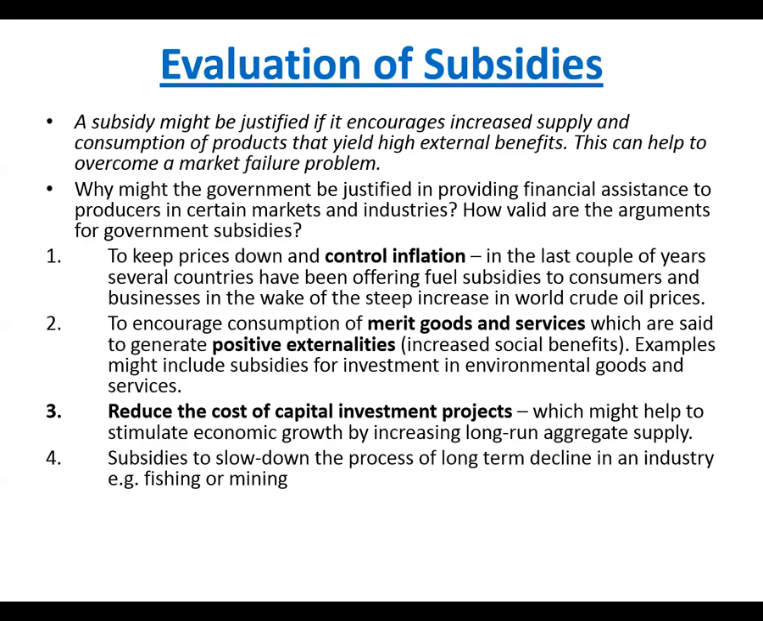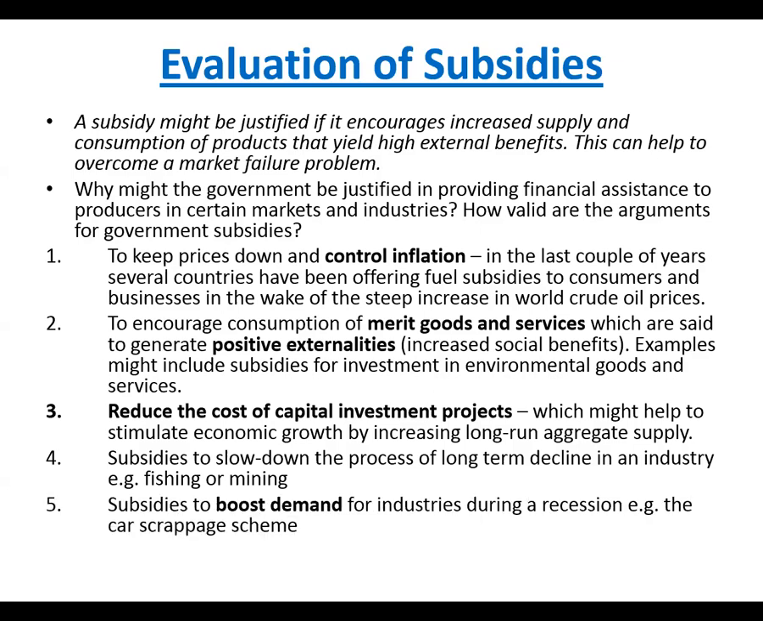Subsidies to slow down the process of long-term decline in an industry, for example, fishing or mining. So we set subsidies to encourage fishermen to continue to fish, and in mining industries as well, where we've seen a huge decline in the demand for those goods. There is still a demand for them, but less than there would have been before, but we still want them to operate, and we want to try and slow down that rate of decline.